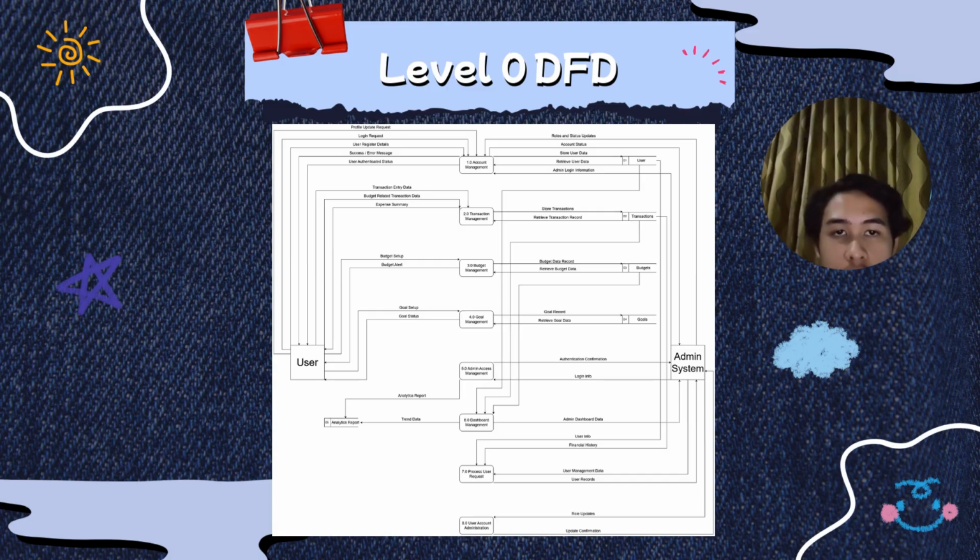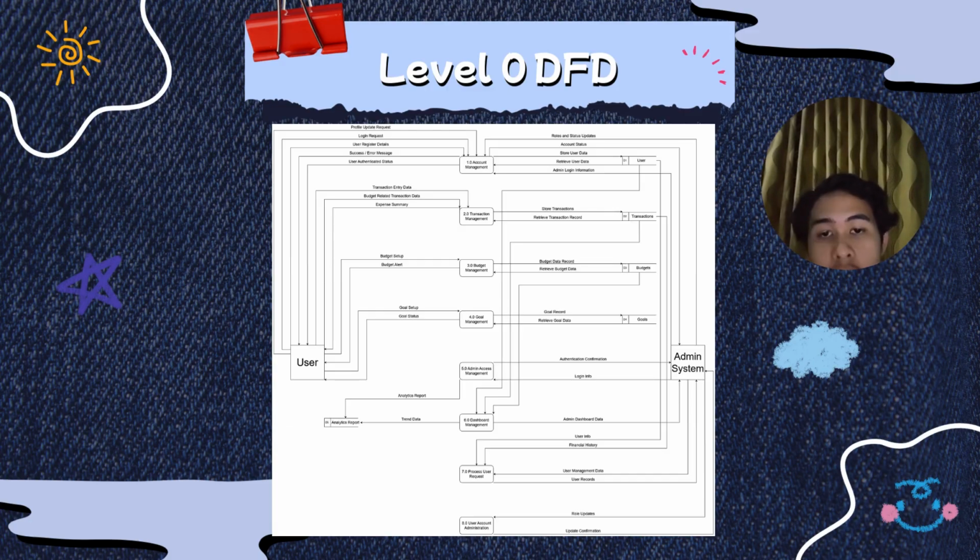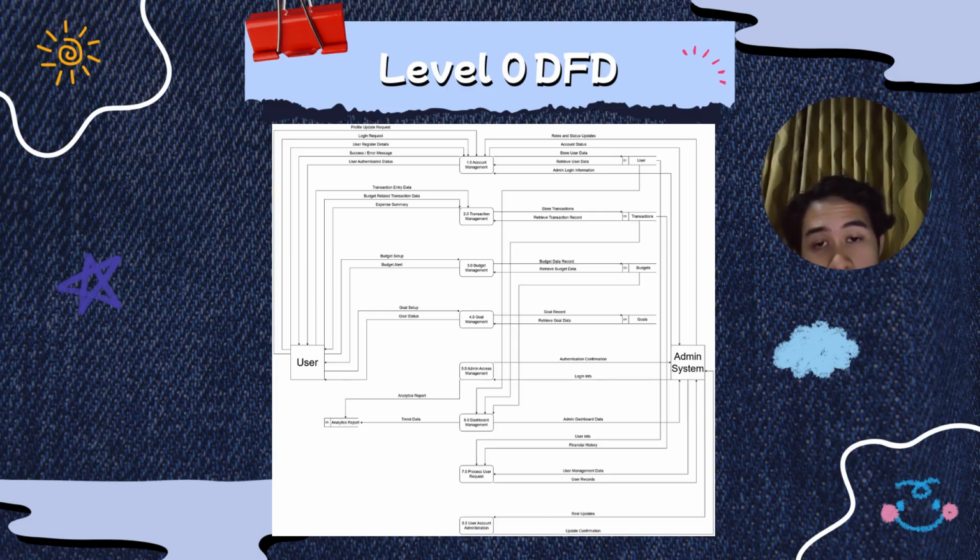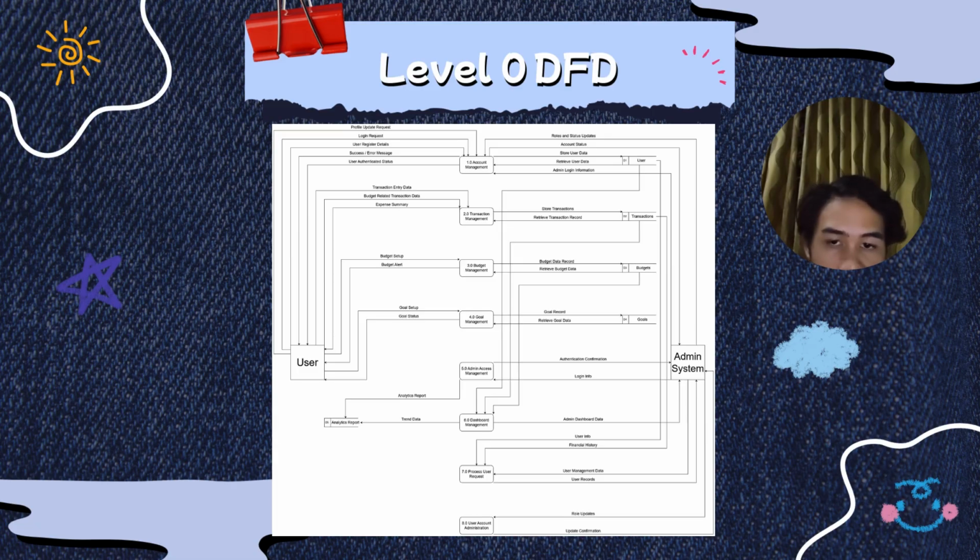As you can see, there are two external entities, which are the user and admin. There are 5 data stores, which are number 1 user, number 2 transactions, number 3 budgets, number 4 goals, and number 5 analytics report.